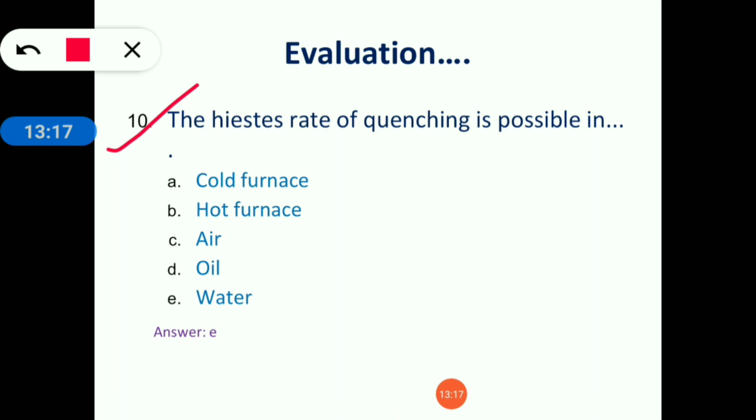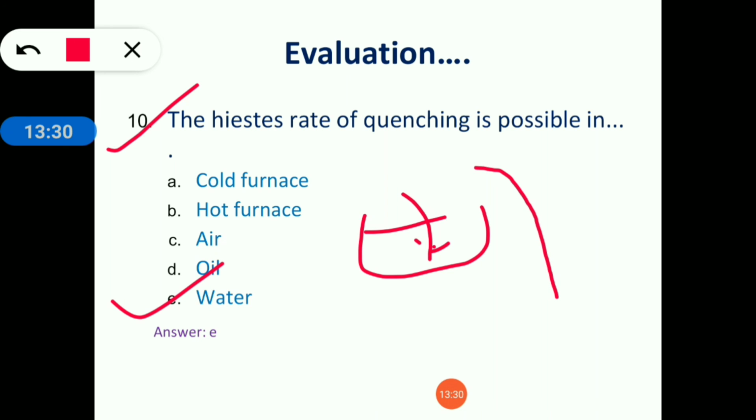The highest rate of quenching is possible in, obviously, water. So in water, the highest quenching rate is there. If your substance is placed in water, then it will directly or rapidly cool down. So martensite will be formed.